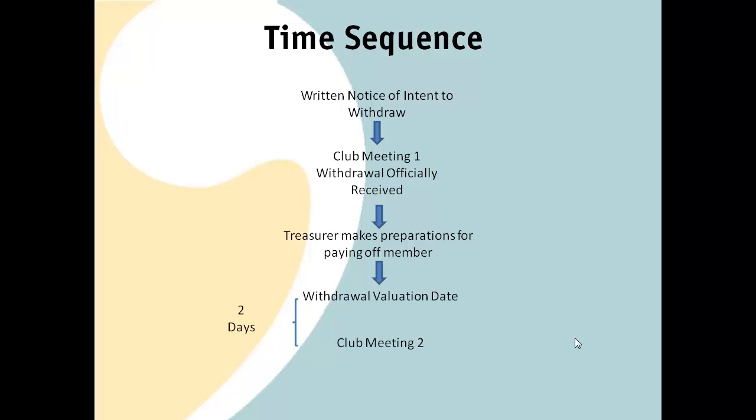We recommend that the withdrawal valuation date be 2 days prior to the next scheduled meeting. On the day after the withdrawal valuation date, stock prices will have been updated and the treasurer will have all the information he needs to enter the withdrawal and transfer assets to the member. He should proceed with this process. The member should actually receive his assets within 2 to 10 days of the withdrawal valuation date.